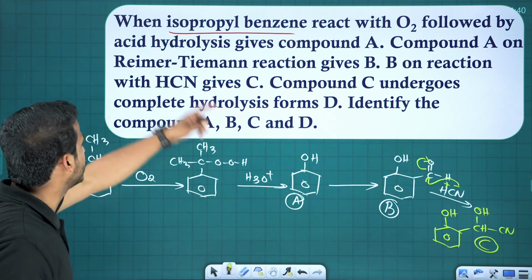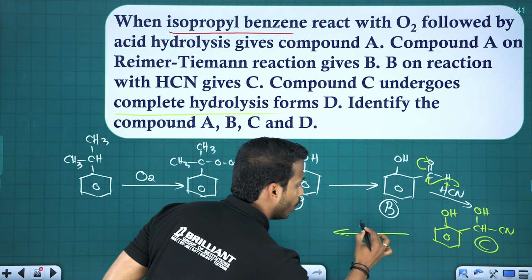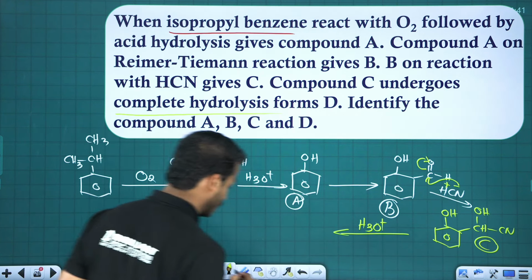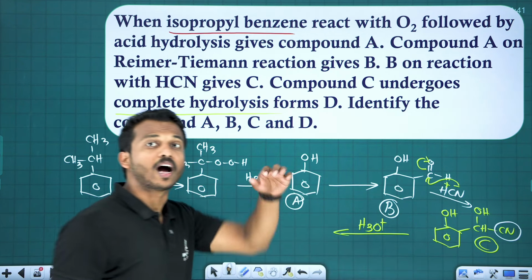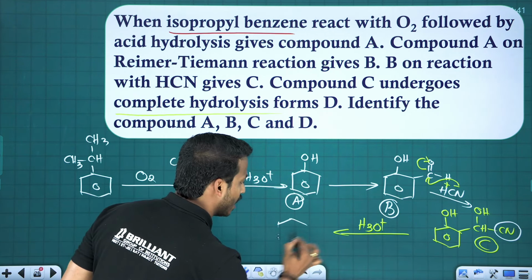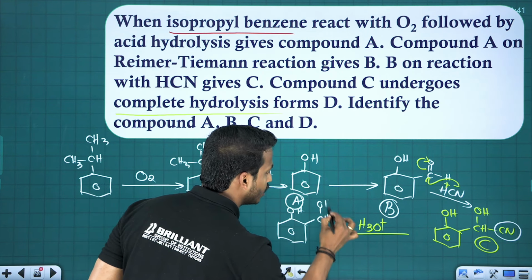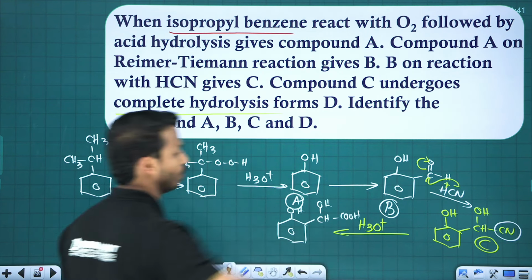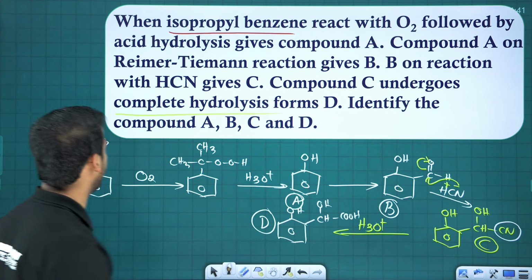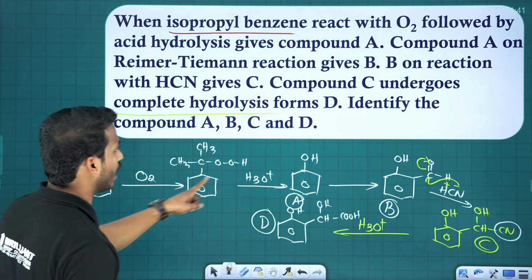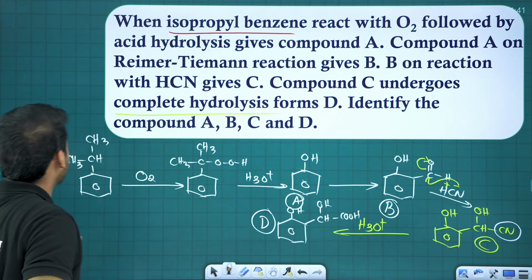Ready? And compound C undergoes complete hydrolysis. What happens? On complete hydrolysis, we studied that cyanide becomes carboxylic acid. So here OH and CHOH, and here we have COOH. We'll get this one. So this is compound D. A is phenol, and then B, C, D. Clear, all of you? Next question for you.